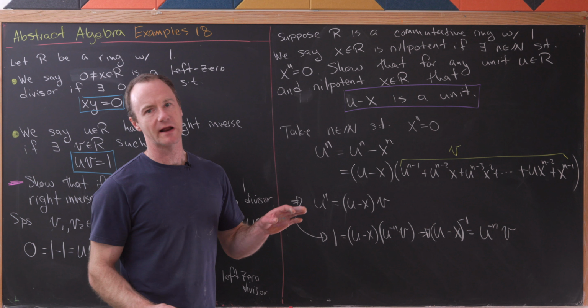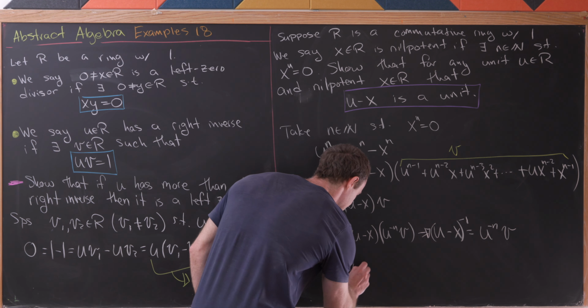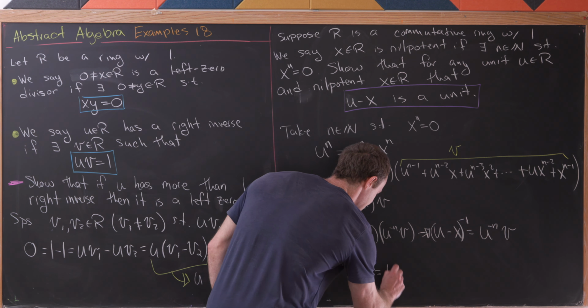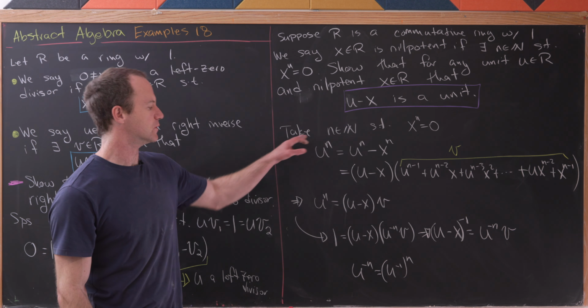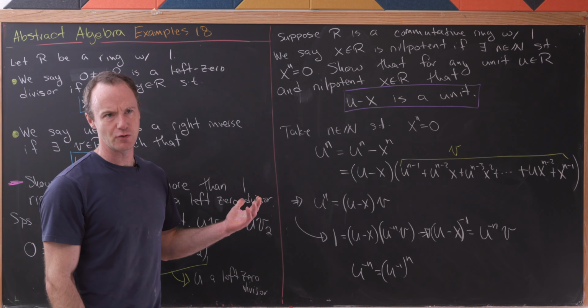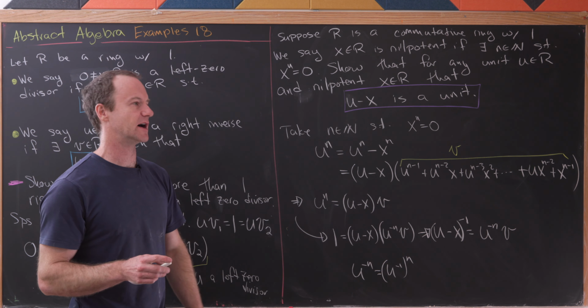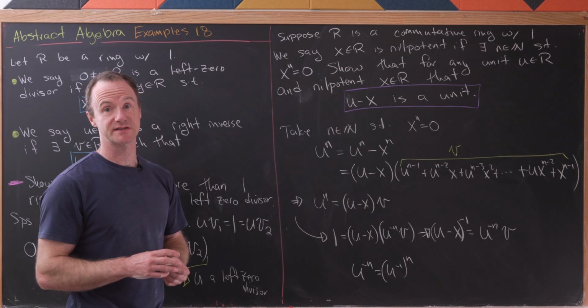And if you're worried what I really mean by U to the minus n, I mean U inverse to the n power. And since I assumed that U was a unit, that means that U inverse is a well-defined object. And that's a good place to stop.